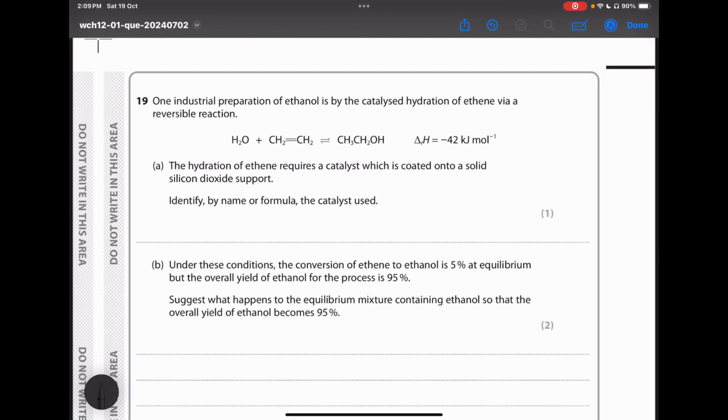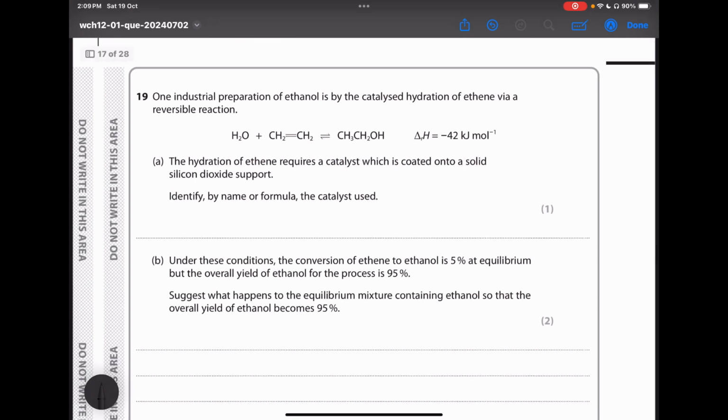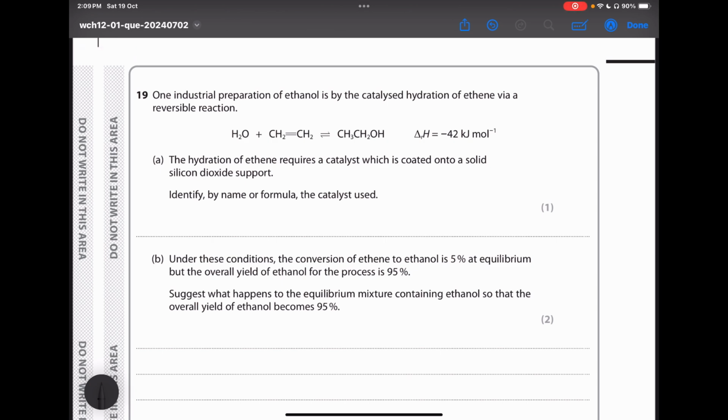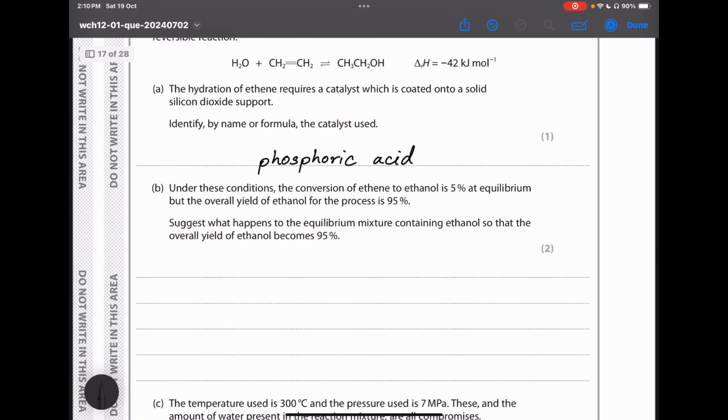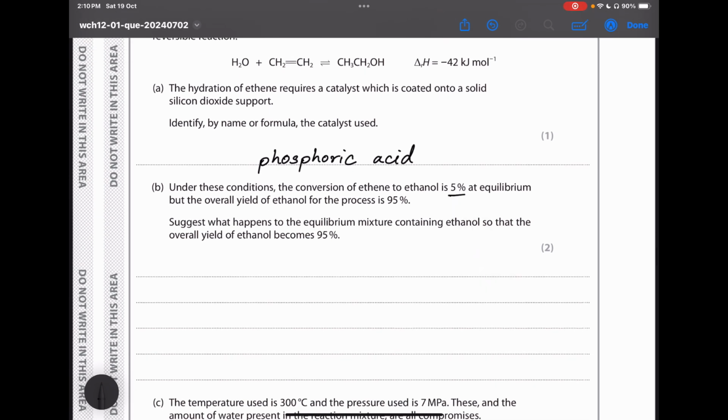In question number 19, we see one industrial preparation of ethanol is by catalyzed hydration of ethene via a reversible reaction. We see a reversible reaction happening over here. Identify the name or formula of the catalyst used. We use phosphoric acid as a catalyst. Under this condition, the conversion of ethene to ethanol is 5%. The conversion rate is very low, but the overall yield is 95%. How do we increase the overall yield? Suggest what happens to the unreacted equilibrium mixture containing ethanol so that the overall yield becomes this.